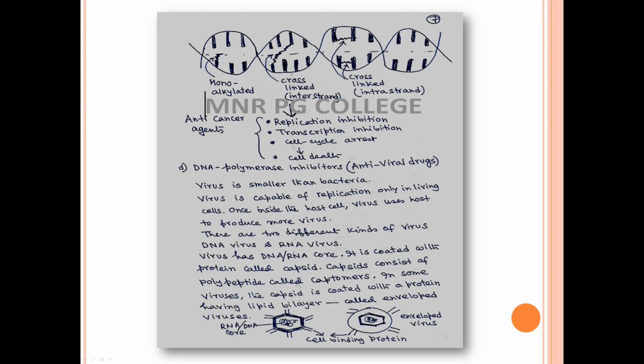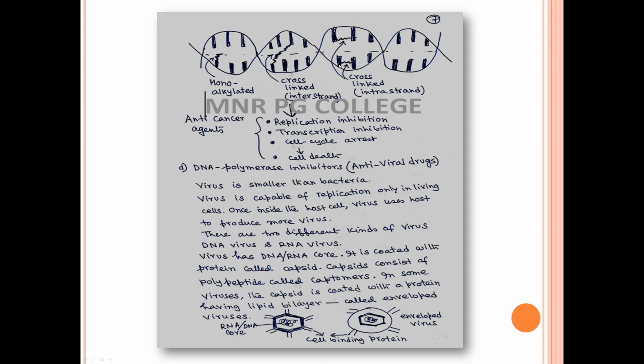Now two strands are involved, because there are two leaving groups in the molecule. This is where two bases are linked by one drug molecule. Here also two bases are linked, but the two bases belong to the two strands.